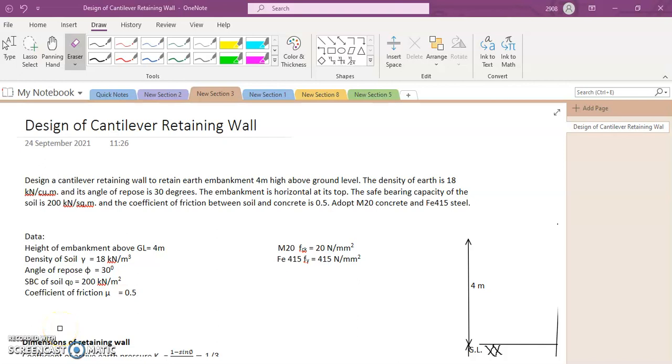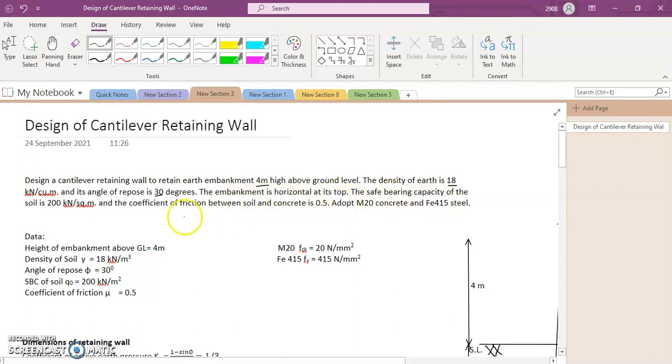In this video, we will take an example of a design of a cantilever retaining wall. We have been given a cantilever retaining wall to retain an earth embankment of 4 meters high above the ground level. The density of the earth is said to be 18 kilonewton per cubic meter. The angle of repose is 30 degrees.